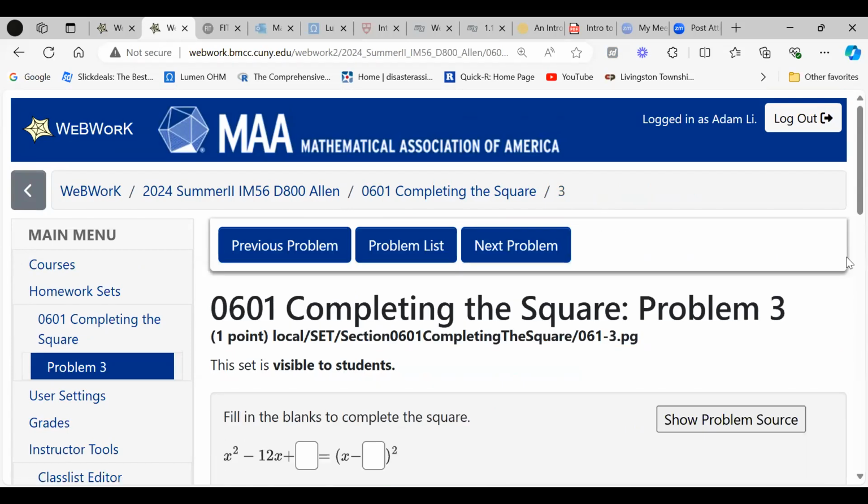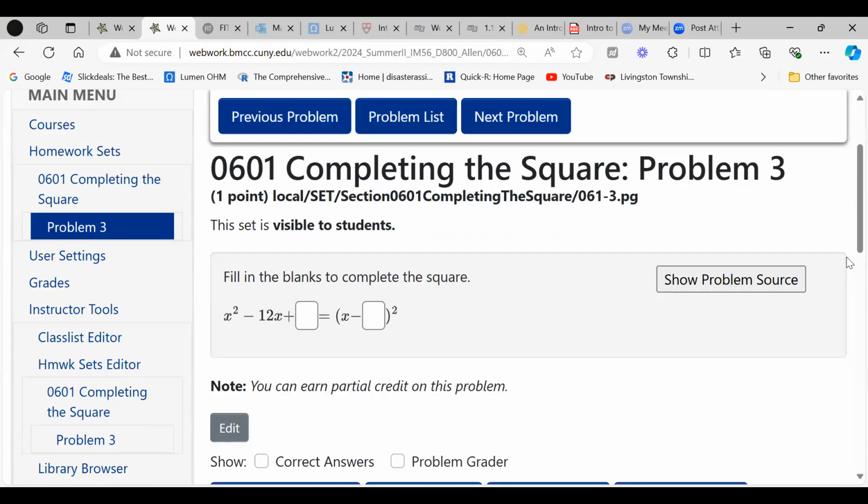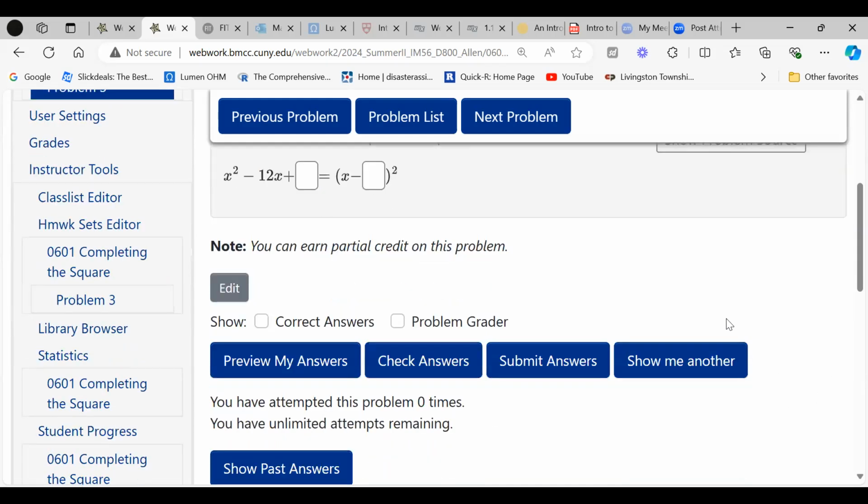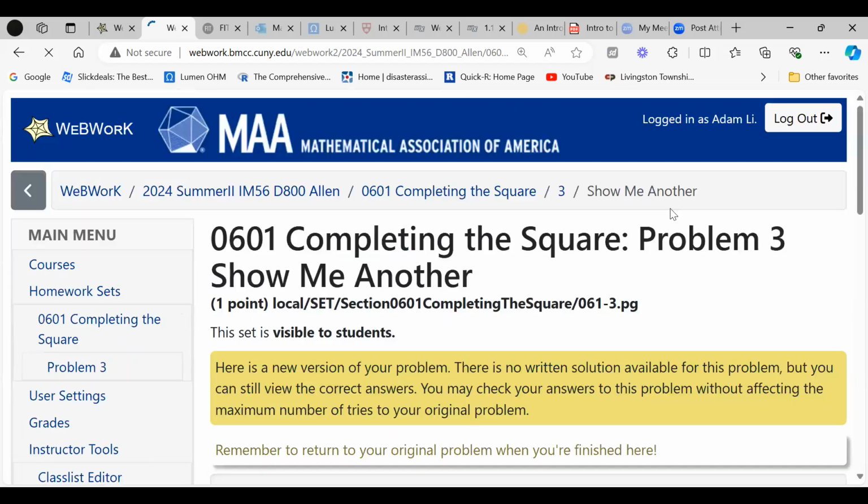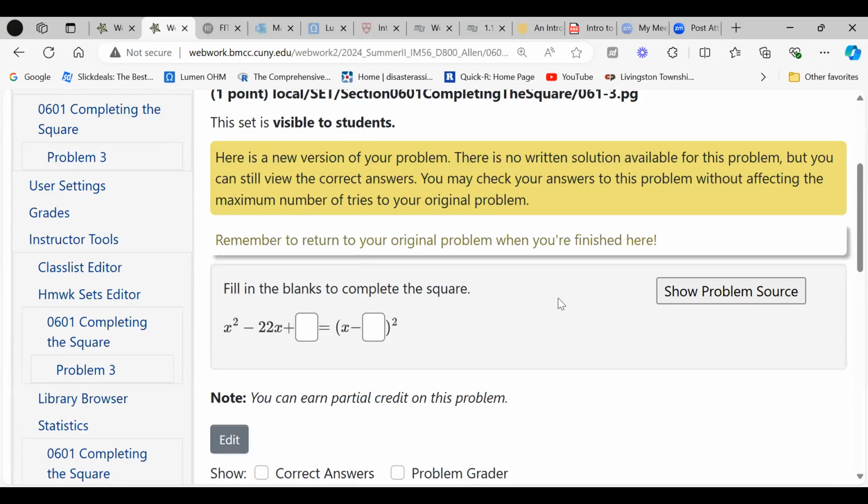And let's look at the next part. So we start completing the square, right? Let's review this one more time before you guys start practicing.